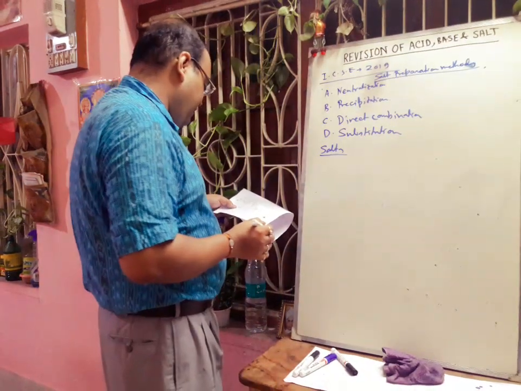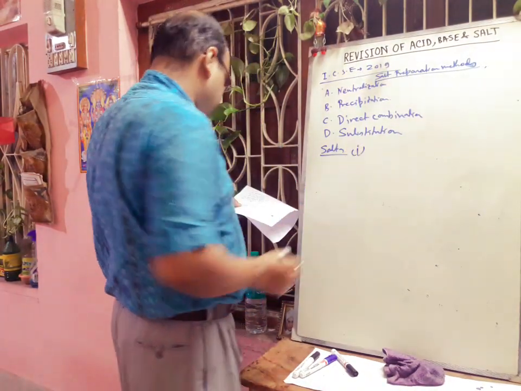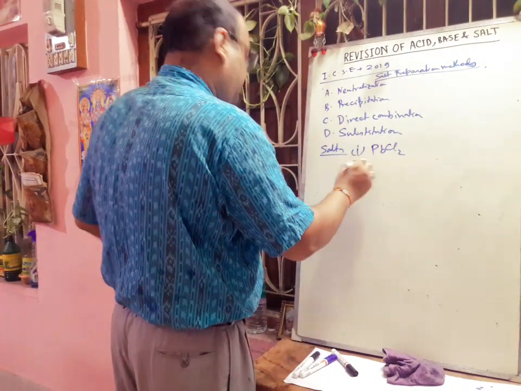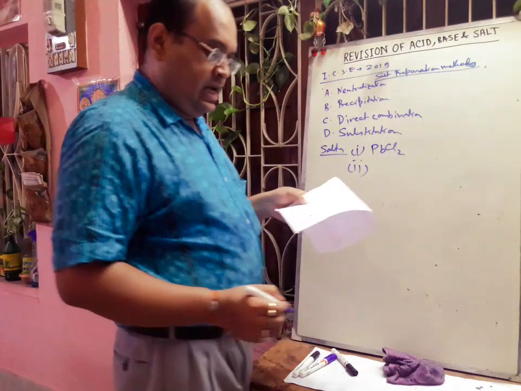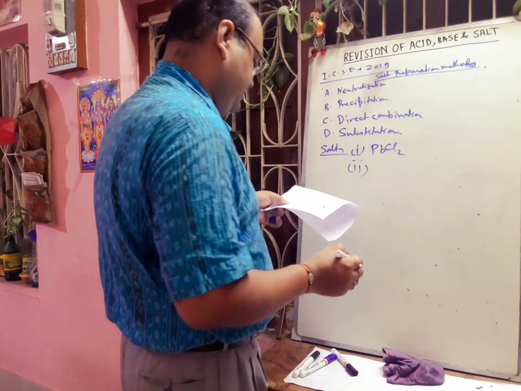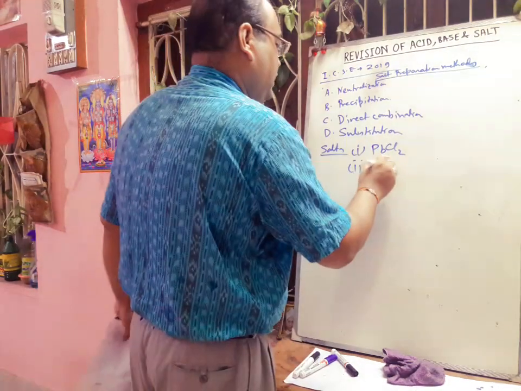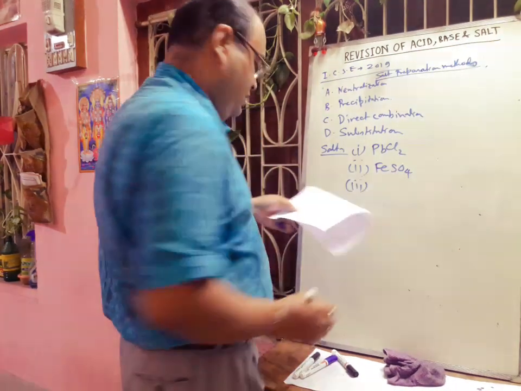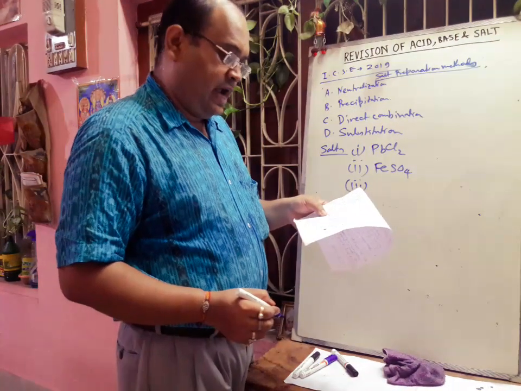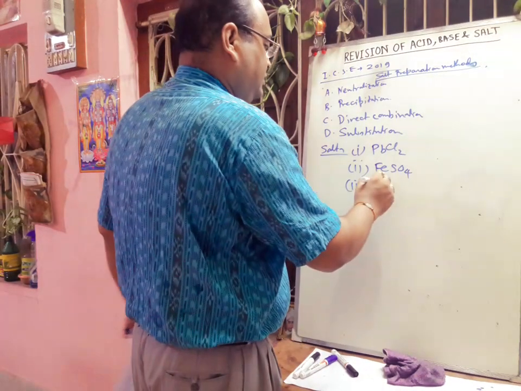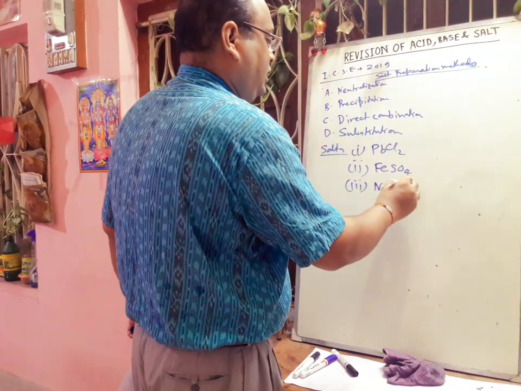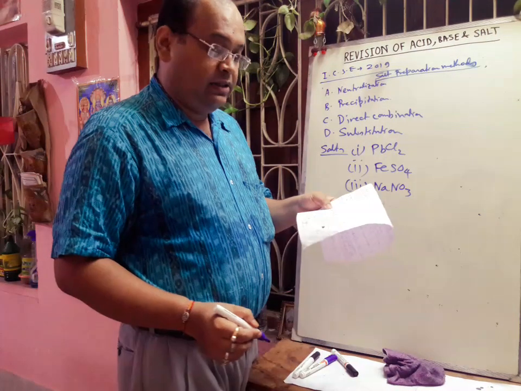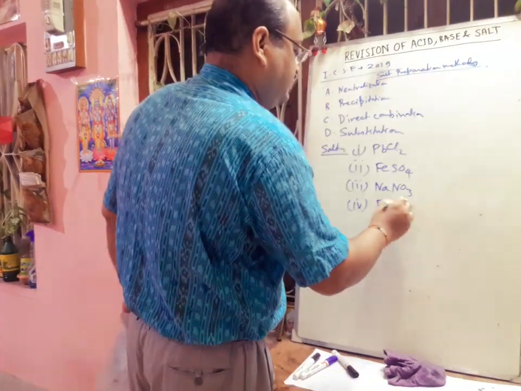Now the salts are given. The first one is lead chloride, PbCl2. The second option is iron 2 sulfate, FeSO4. The third option is sodium nitrate, NaNO3. The fourth option is iron 3 chloride, FeCl3.